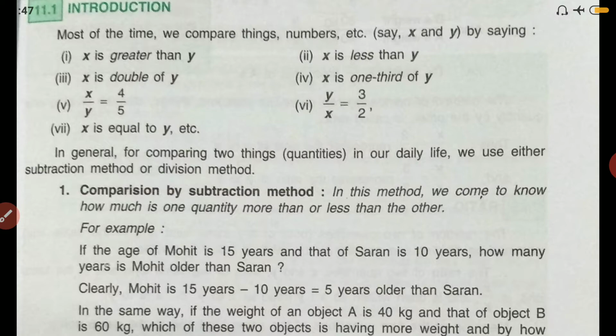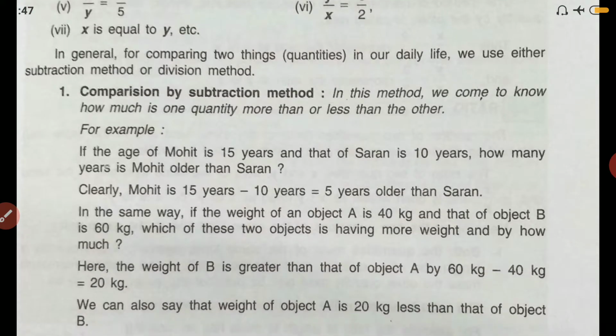This is one way to compare things, comparing by subtraction. In this method we come to know how much one quantity is more than or less than another. For example, if the age of Mohit is 15 years and Saran is 10 years, how many years is Mohit older than Saran? Obviously, you subtract and you get 5. So Mohit is 5 years older than Saran.